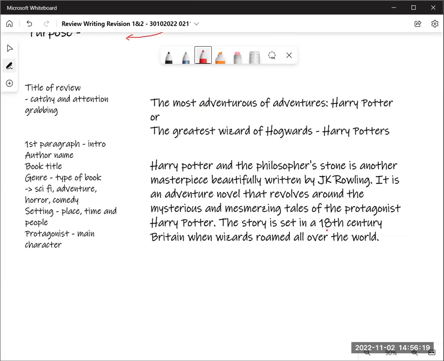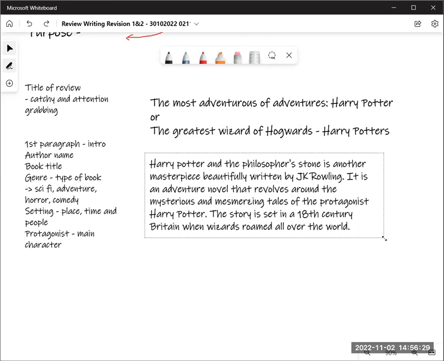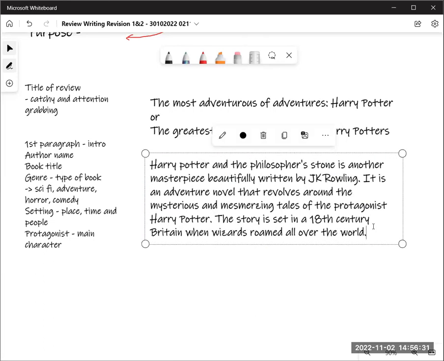So we realize the place is Britain and the location is 18th century. Okay, so we have to give that as well. So that finishes our first paragraph. Any questions? No, sir. All right.